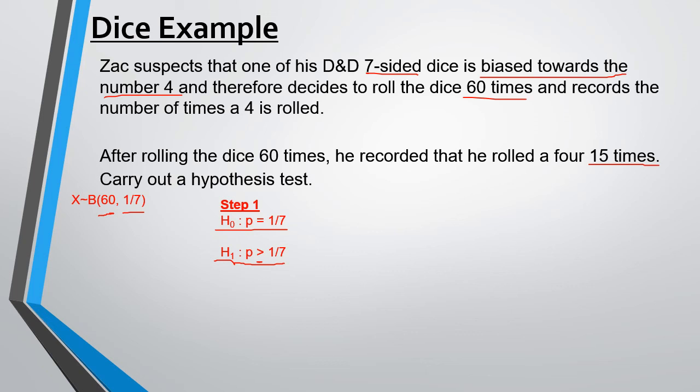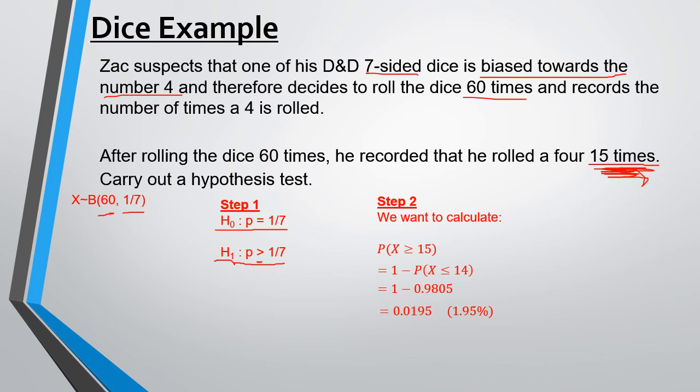Now step 2 would be collecting the data. We've already done that. He's collected the data and got that the test statistic is 15. So that's the test statistic. We're then moving on to working out the probability of this happening. So we want to calculate the probability that he got 15 4s or more. Remember, always extreme. To do this, think of the opposite, 1 minus. The opposite of 15 or more is 14 or less. Calculate that using binomial CDF. Hopefully it comes out as nearly 2%.